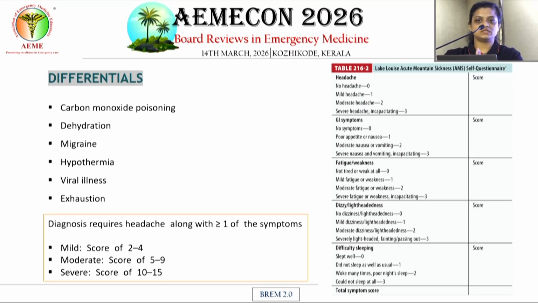So how do you diagnose? You have the Lake Louise acute mountain sickness self-questionnaire. These are the symptoms that I was talking about earlier. You should have headache with GI symptoms, fatigue, weakness, dizziness, lightheadedness, sleeping difficulty. And there's a score: 2 to 4 is mild, 5 to 9 is moderate, and 10 to 15 is severe. So according to this, we can diagnose acute mountain sickness.